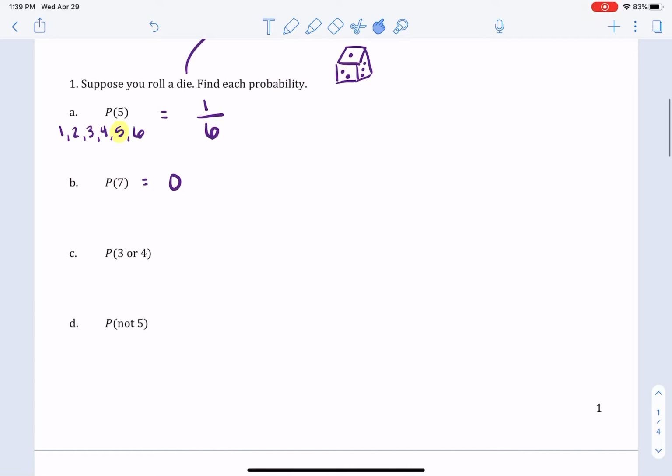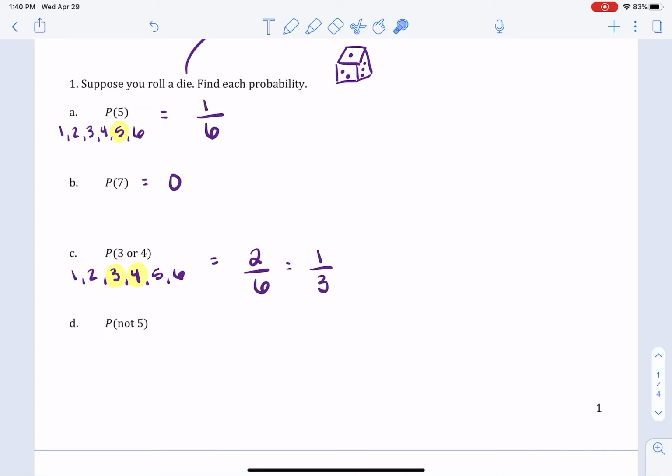Okay. So this says, what's the probability of rolling a 3 or a 4? Well, we have 1, 2, 3, 4, 5, and 6. We have one side that's a 3 and one side that's a 4. So we have 2 sides out of 6, which could be reduced to 1/3.